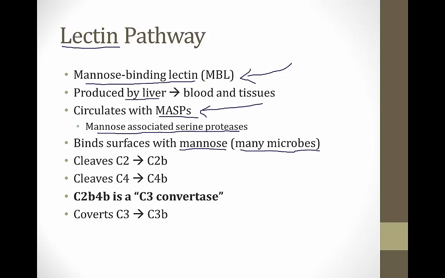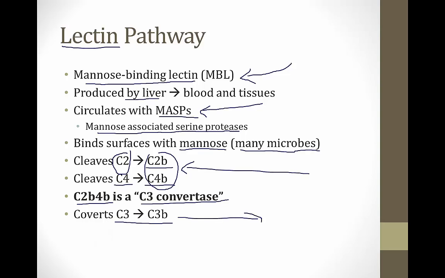Once the complexes bind, they will convert a complement protein called C2 into C2b. They will also convert a complement protein called C4 into C4b, and then the C2b and C4b will bind together to form C2b, C4b, and this molecule is a C3 convertase. A C3 convertase is an enzyme that can convert C3 into C3b. So once you have formation of this structure, C3b will begin to form, and that leads to formation of the MAC and destruction of bacteria.